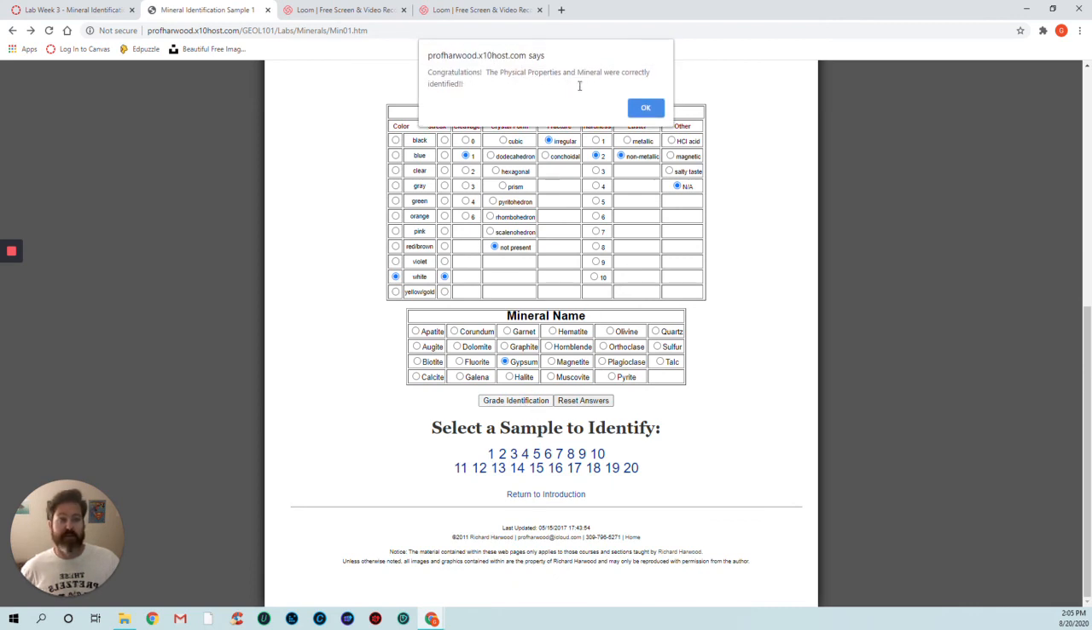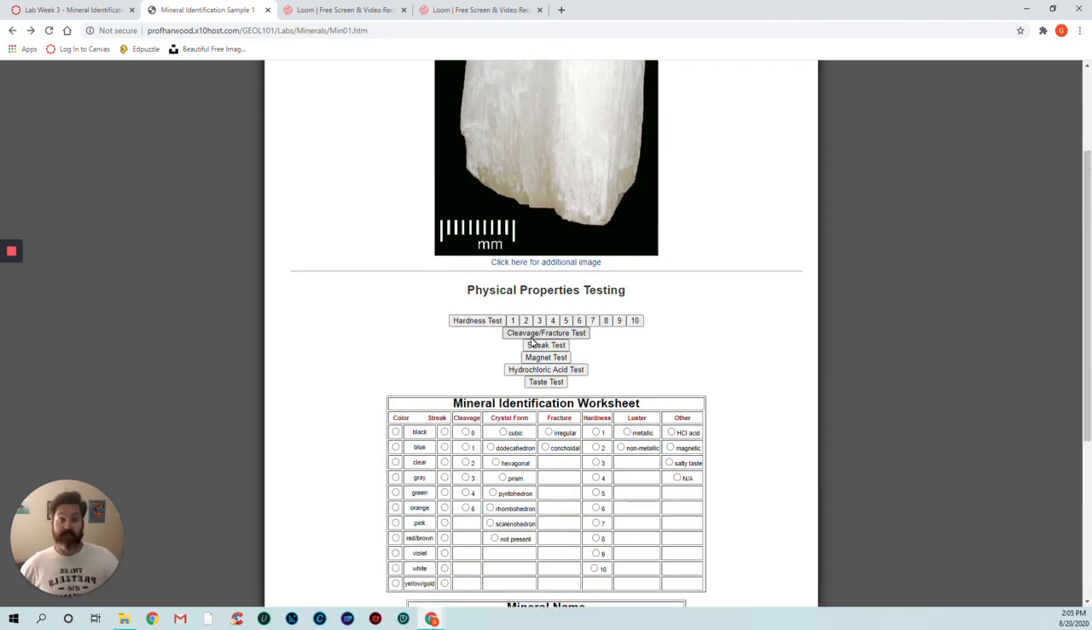Congratulations, the physical properties and mineral were correctly identified. So that tells us that we got it right. If we had guessed, say, graphite, we check again, and it says you missed the mineral name. So you can go back through, you can reset your answers, you can try again, but please go through this with all 20 minerals and have fun with it.